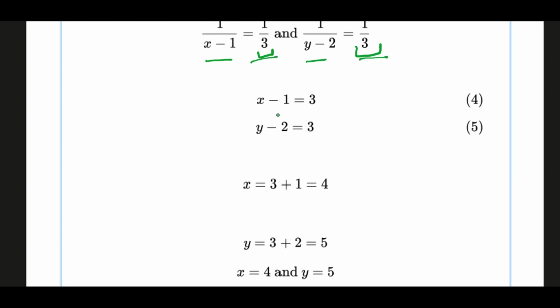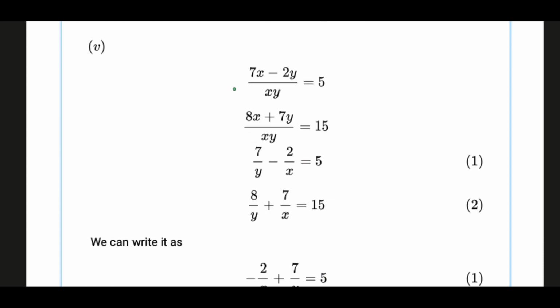Now you just need to take minus 1 and minus 2 on the right hand side. So this minus 1 goes on the right hand side, it becomes 3 plus 1. And this minus 2 goes on the right hand side, it becomes 3 plus 2. So the value of x is 3 plus 1, that is 4, and the value of y is 3 plus 2, that is 5. So x is equals to 4 and y is equals to 5 will be the final answer. Now let us see our next question.